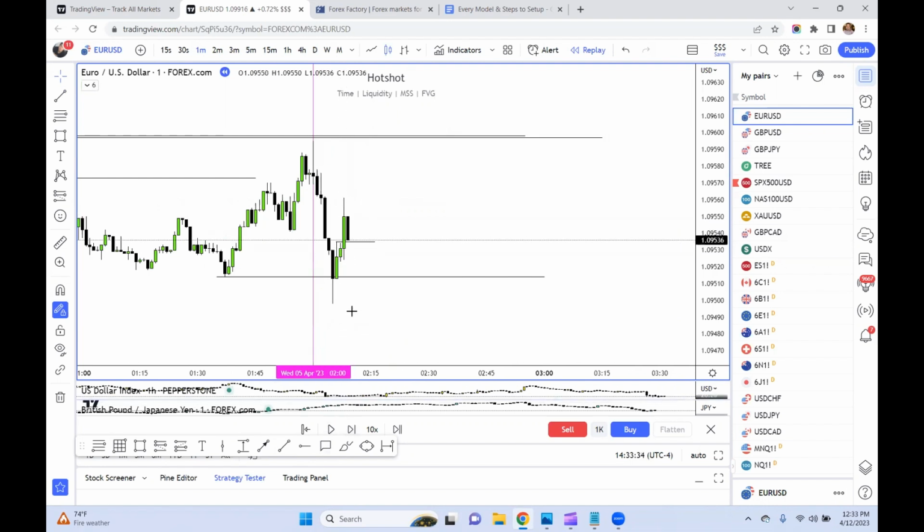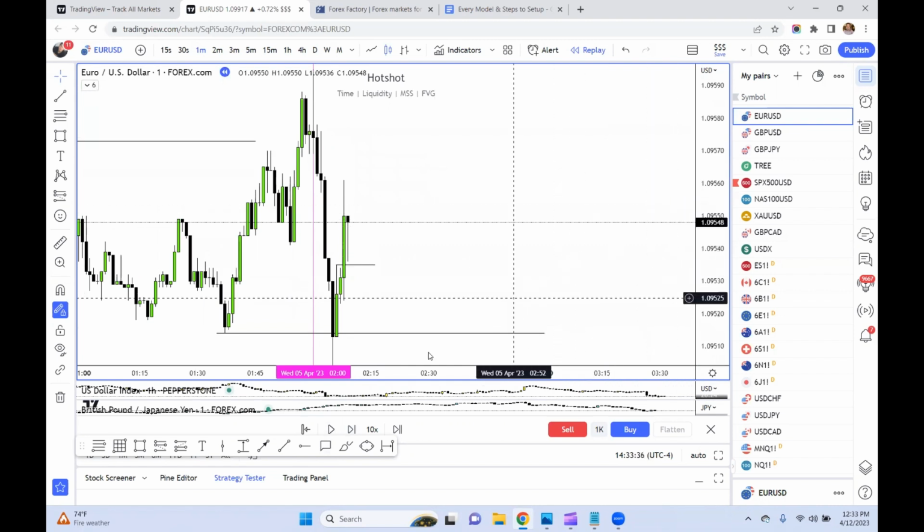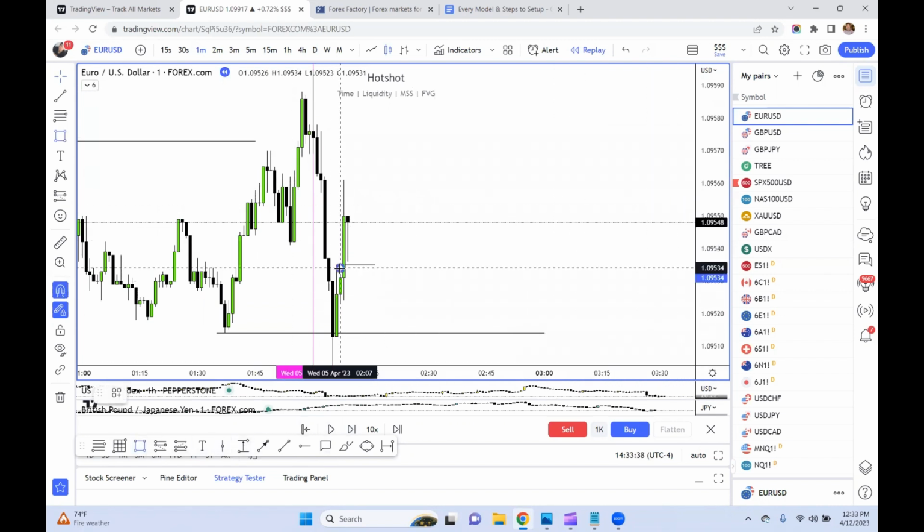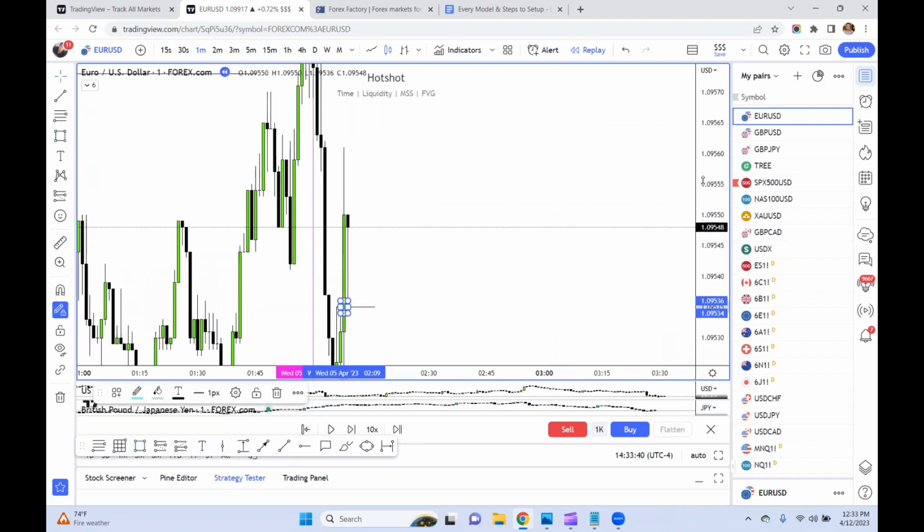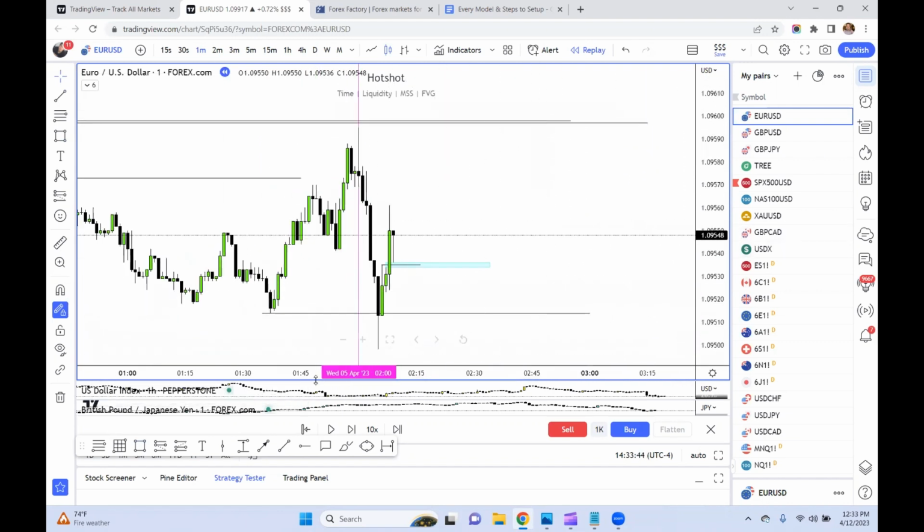Let's see the next one. No, it didn't really create much of a fair value gap. However, there is still a fair value gap. It's not a very big one, but it's still a fair value gap. You see that? So we can take our buy entry off of that.